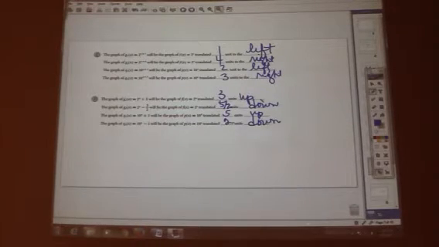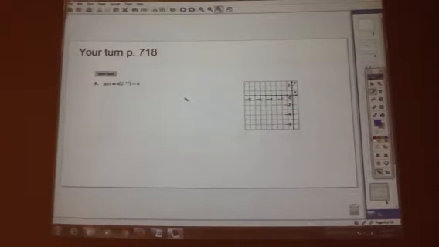Transformations are the same. It doesn't matter if it's quadratic, linear, cubic, square root, same thing. All right, let's go to your turn, number 7. We're going to graph g of x equals 4 times 2 to the x plus 2 minus 6. We're going to go ahead and put it in our t-table. That's, to me, the easiest way.